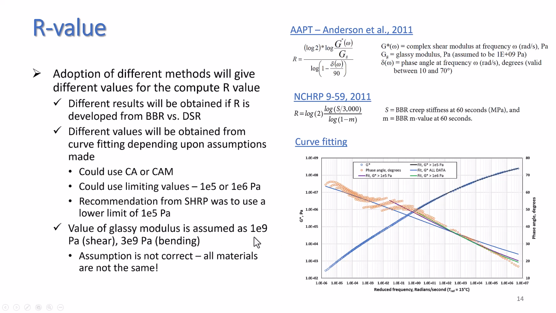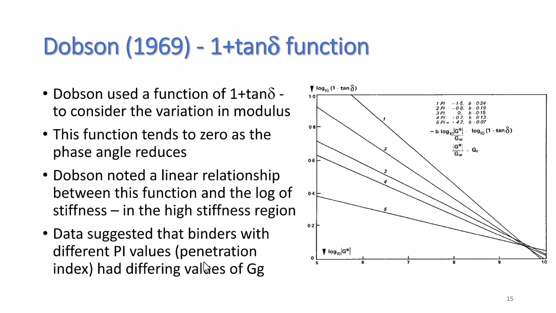But the value that we have of 1e to the 9 in shear, or 3e to the 9 in bending, that assumption is not correct. All materials are not the same. And this has been well established. To support this, I'll show the work of Dobson.